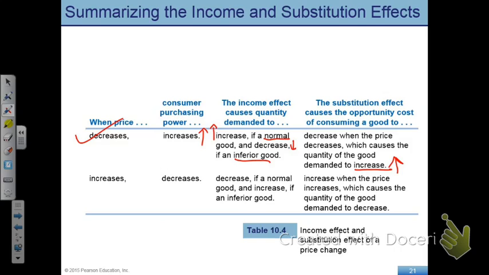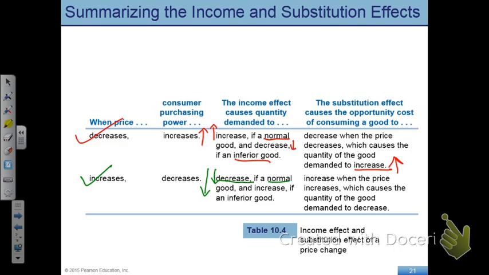Let us now spend a little bit of time trying to understand what happens when there is an increase in price rather than a decrease. So let's reorganize the entire experiment. Now let's imagine that the price of Coke is going up, or the price of X is going up. If the price of X goes up, first of all, your purchasing power decreases. If your purchasing power decreases, meaning that your income has gone down, then you're going to decrease your consumption according to your income effect if the good is a normal good.